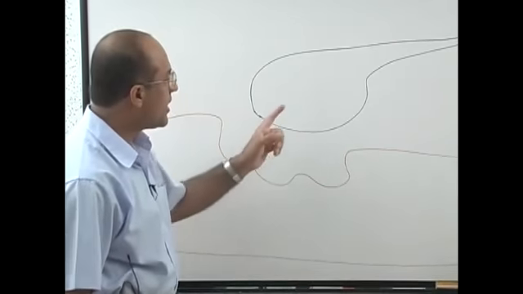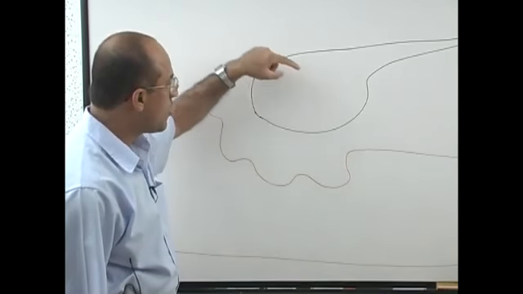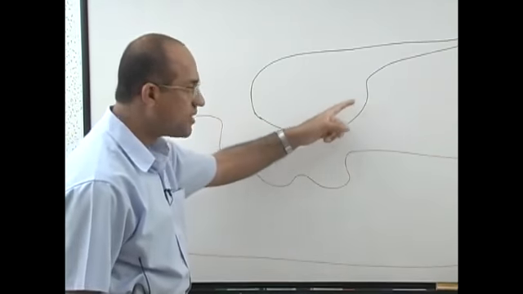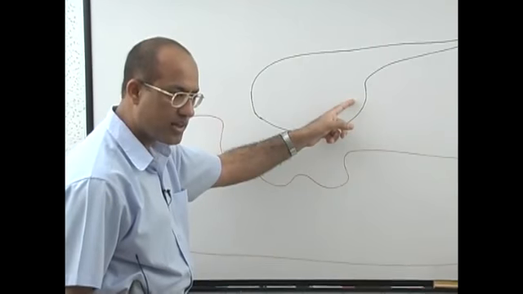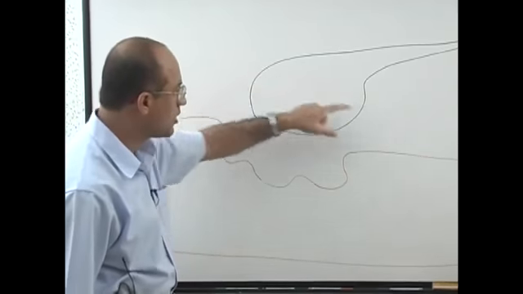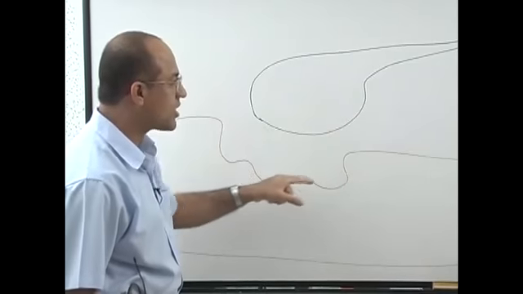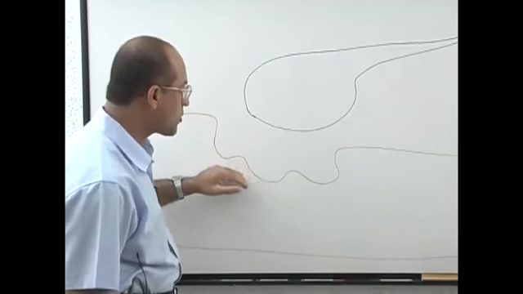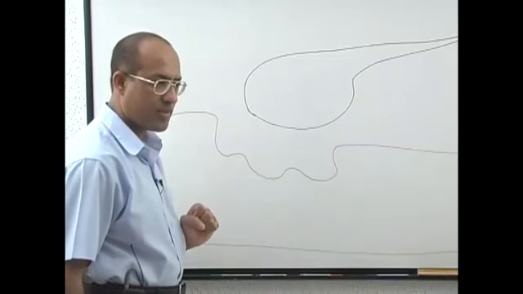And this area where the motor nerve ending and the motor end plate of the muscle come together, this whole area is called the neuromuscular junction. What is it called?